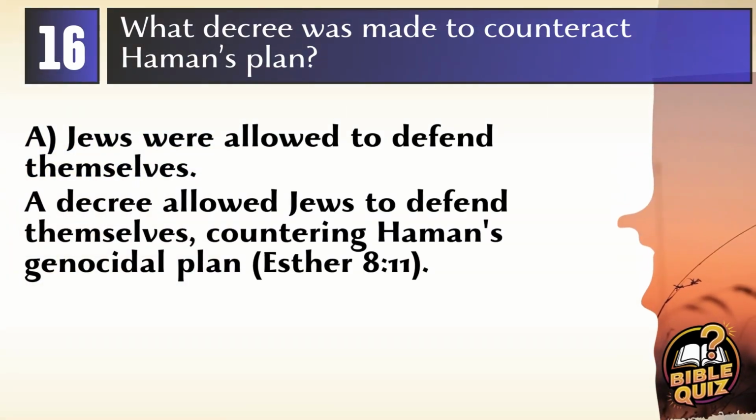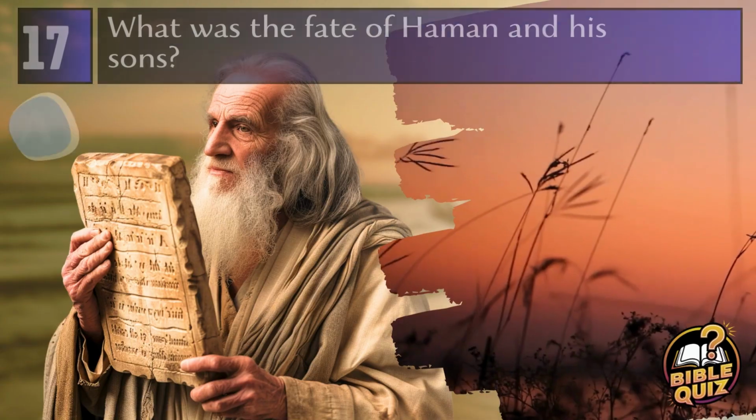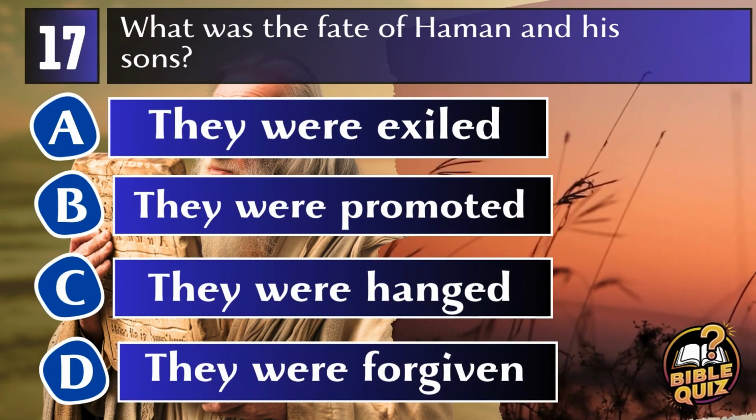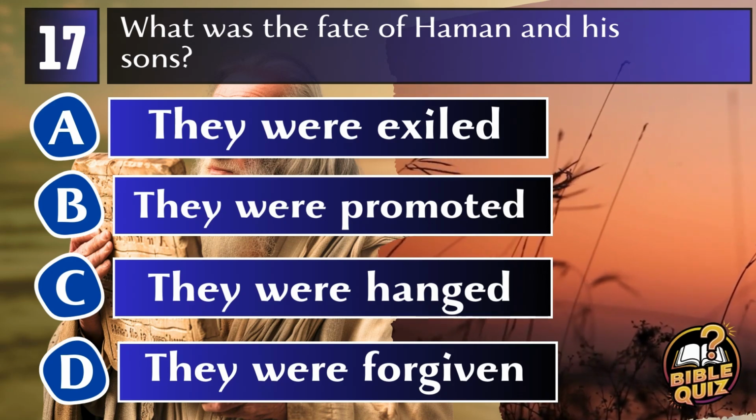Answer A. Jews were allowed to defend themselves. To counteract Haman's plan of genocide, a decree was issued allowing the Jews to defend themselves against any who might attack them, effectively saving them from destruction. Esther 8:11. Question 17. What was the fate of Haman and his sons?